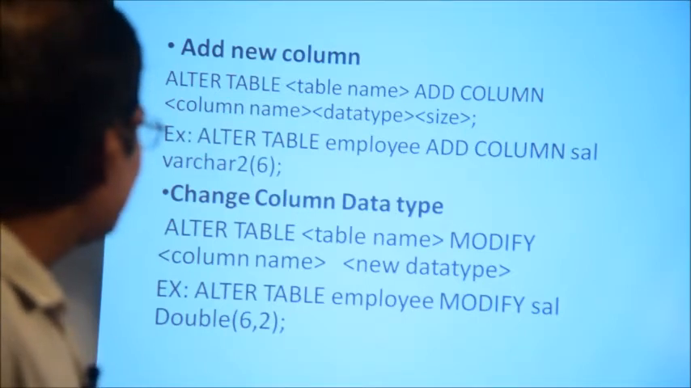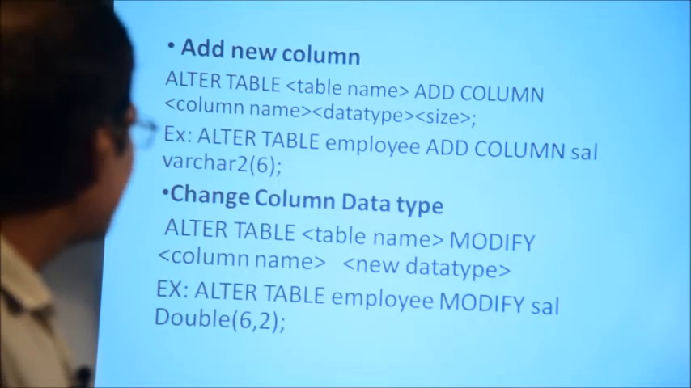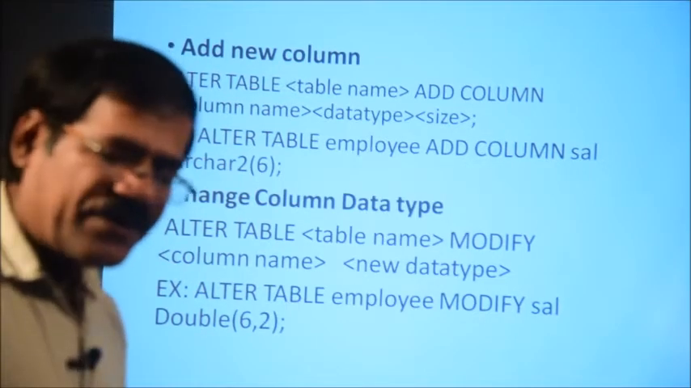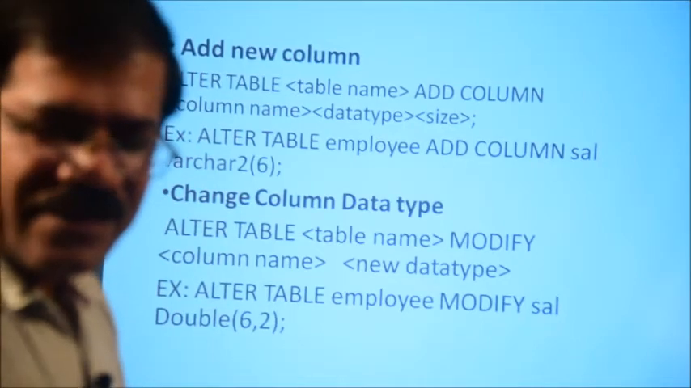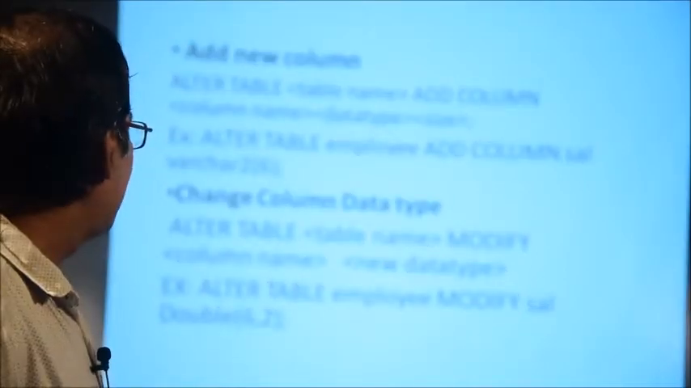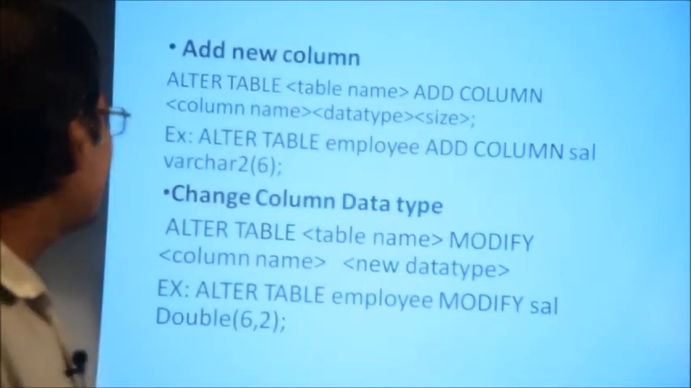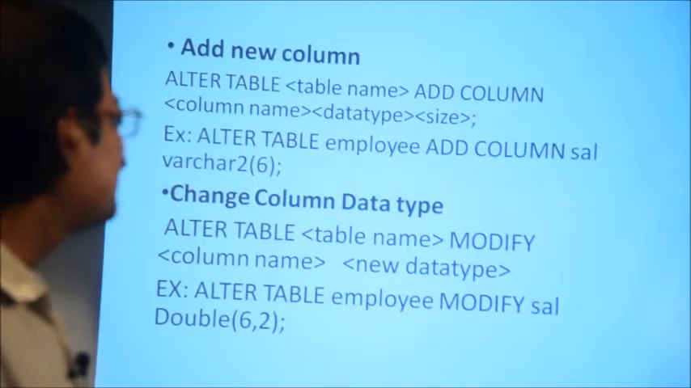Next is change column data type. Change column data type means I want to change the data type. Previously I already declared the data type as varchar 2. So it is a wrong one I have inserted, and I want to change it because salary is not a varchar 2 type.